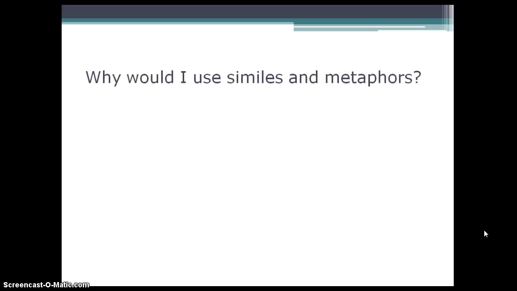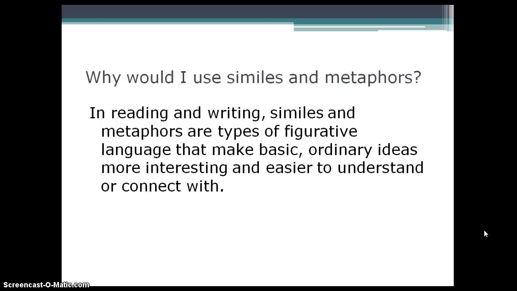Why would I use similes and metaphors when I am writing? In reading and writing, similes and metaphors are types of figurative language that make basic, ordinary ideas more interesting and easier to understand or connect with. So they really help the reader when they are reading material to understand what the writer is saying.